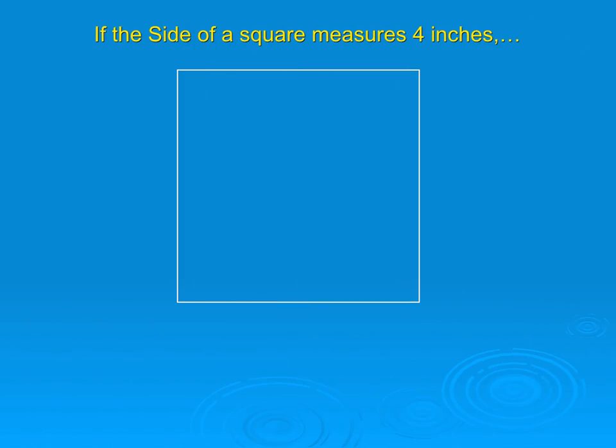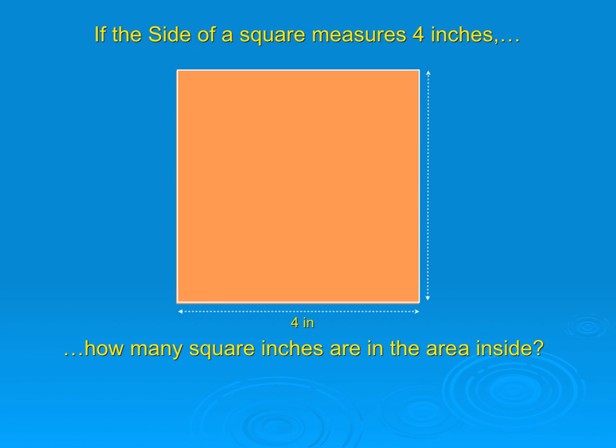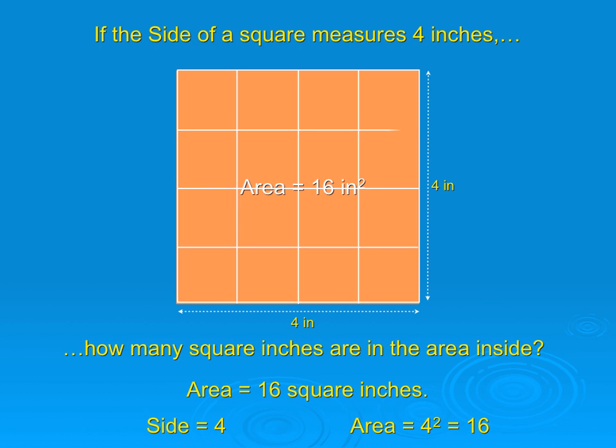If the side of a square measures 4 inches, how many square inches are in the area inside? Well, the side is 4. The area will be 4 squared, which is 16. Yep, the area is 16 square inches. Let's draw lines so you can see all those square inches that are inside this big area. Yep, 4 rows of 4.